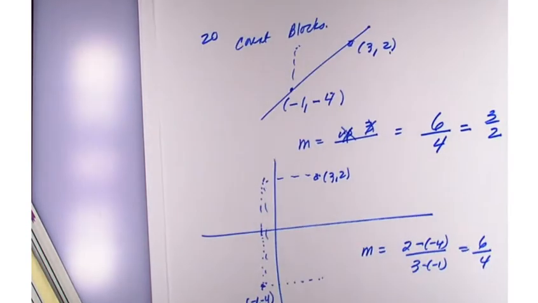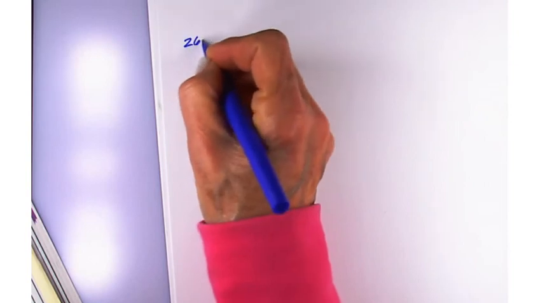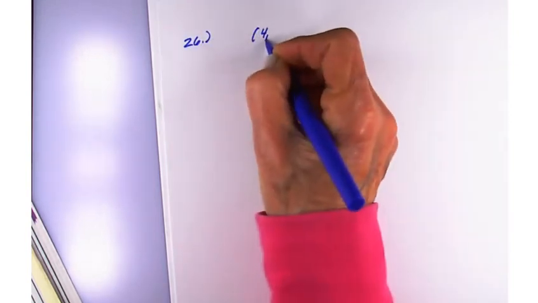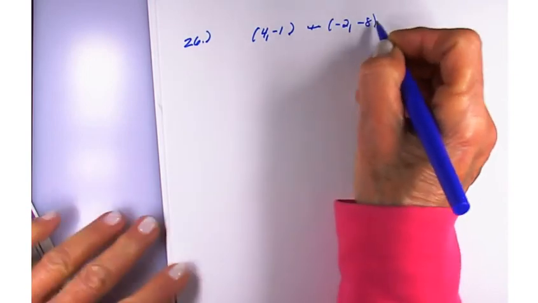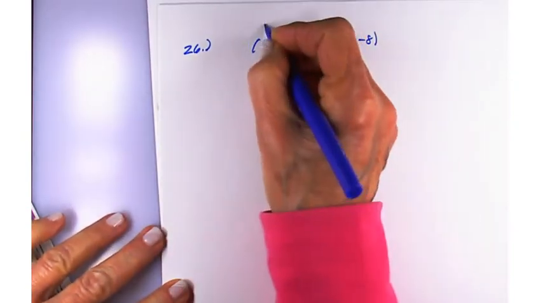Continuing, from number 20, let's look at 26. Okay, we've done quite a few of these. I don't know how many I need to do. 4 minus 1 and -2 minus 8. So I'm going to call this x1, y1 and call this x2, y2.